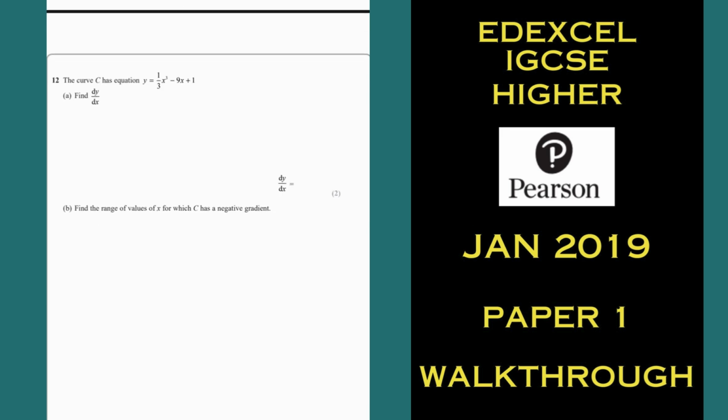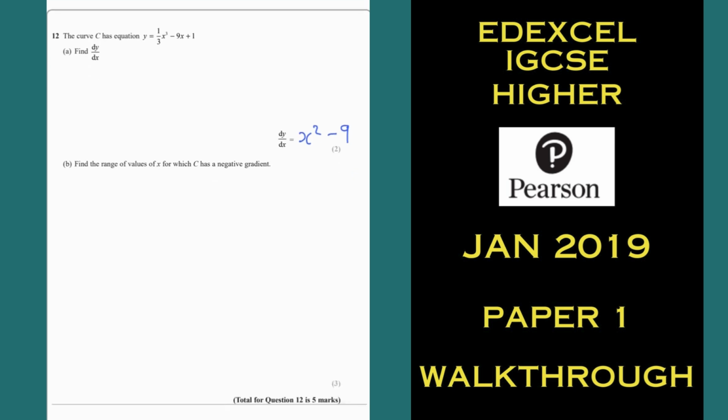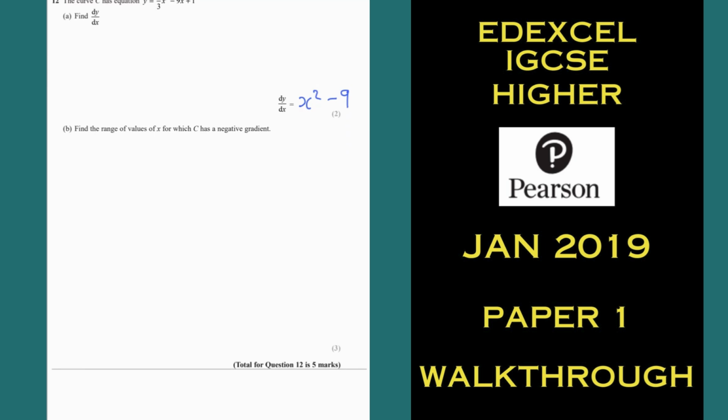So differentiating means bringing down the power and take one off the power. So bring down the power means take the third, multiply it by 3. You get 1. Then you subtract 1 from the power. X squared, there isn't 1. Minus 9x differentiates to minus 9. Positive 1 differentiates by disappearing. So for a negative gradient, your gradient function would need to be below 0.